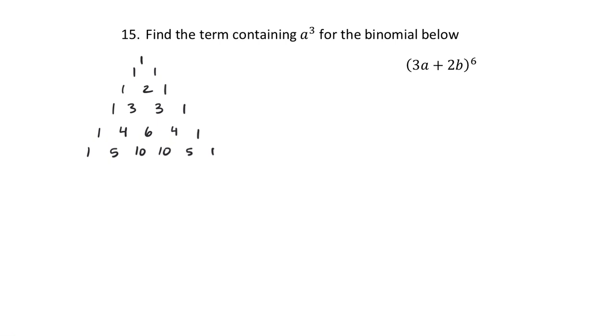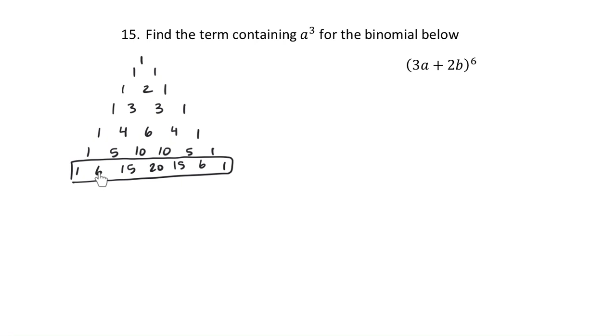So we have one more. So this is the row we're going to use to get our coefficients. If we were going to do the entire expansion, then we would use these in front of every single term, but they're only asking us to find one specific term, and it's the term that would have an a to the 3rd. So if we think about this, the first term is going to have an a to the 6th power. It would be 3a raised to the 6th power. That's the first term. We don't want that term because it's not a to the 3rd, it's a to the 6th.